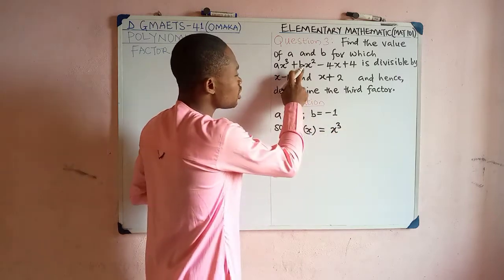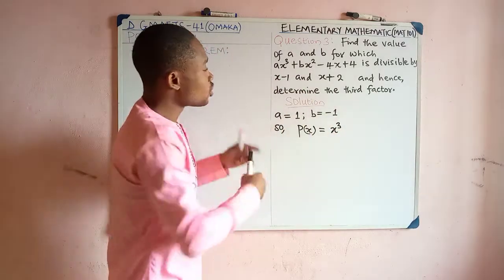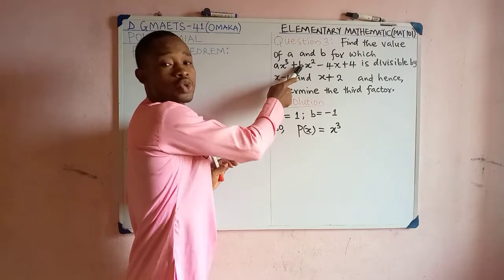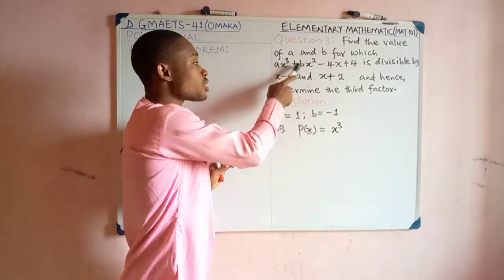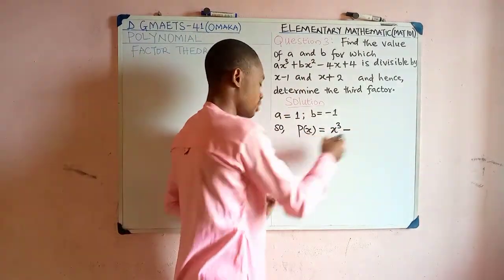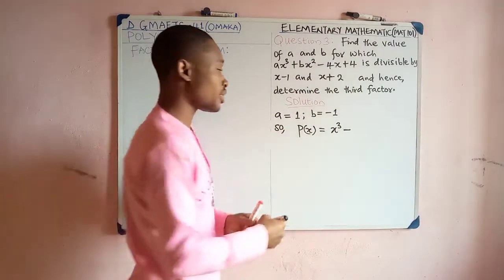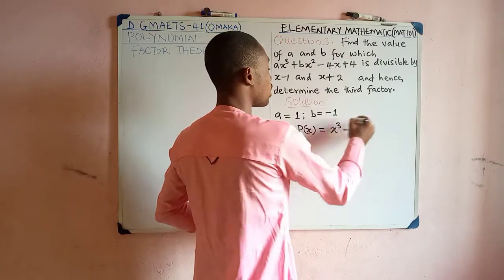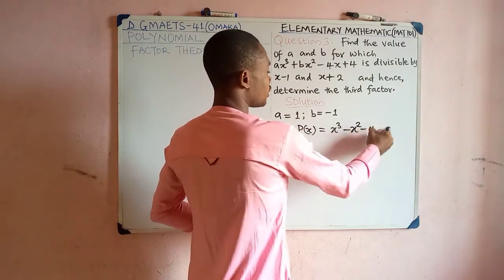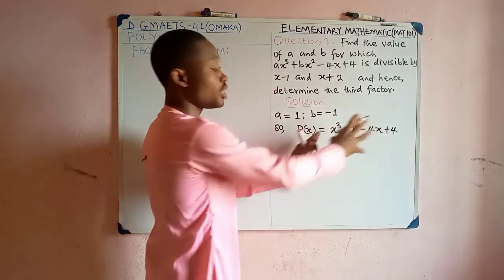Then in place of this b, you put minus 1. This will now become plus times minus 1 x squared. And plus times minus will give you what? Minus. So minus 1 times x squared, and 1 times anything will give you that thing. So this becomes x cubed minus x squared minus 4x plus 4. Good. This is a polynomial.